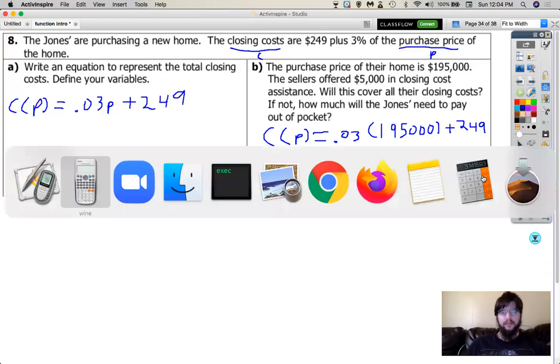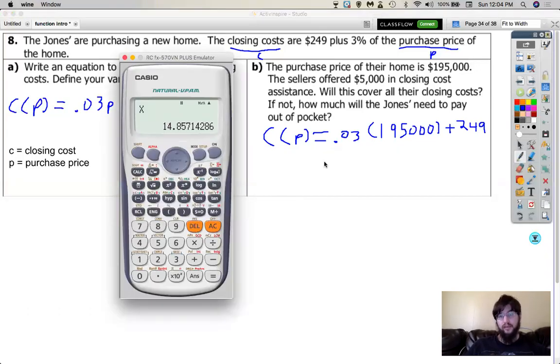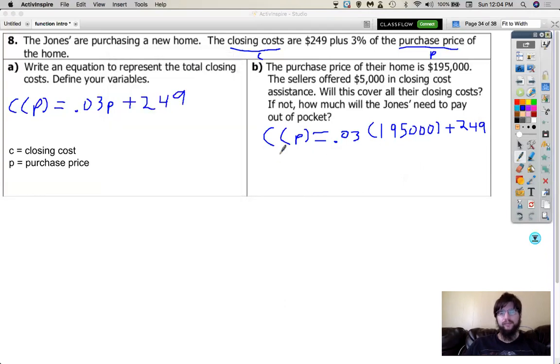All right, so take your calculator and plug it in. Again, this is our output. We're not plugging in our output. We're plugging in the other side to figure out what our output is. 0.03 times 195,000 plus 249 equals $6,099.